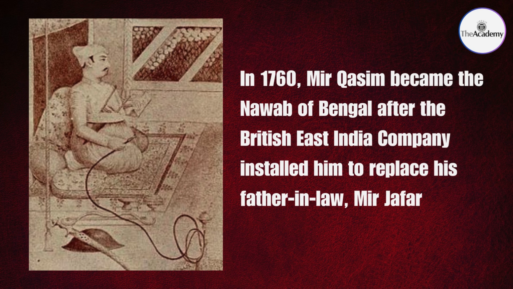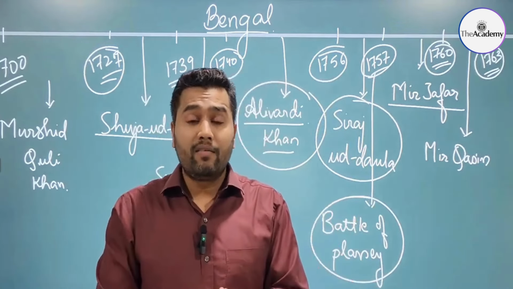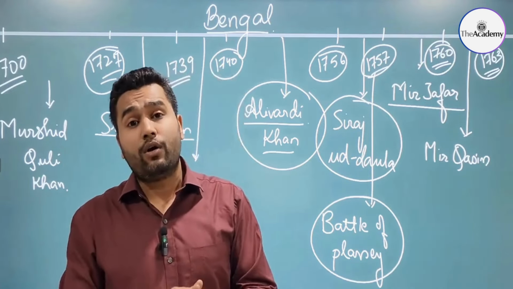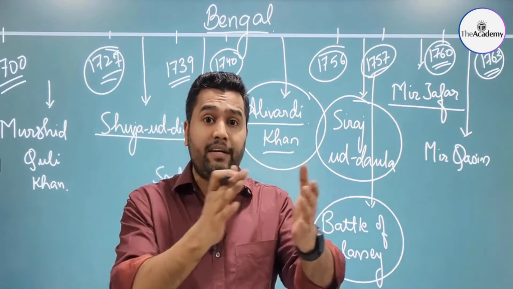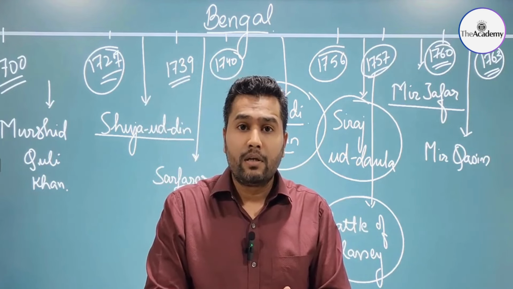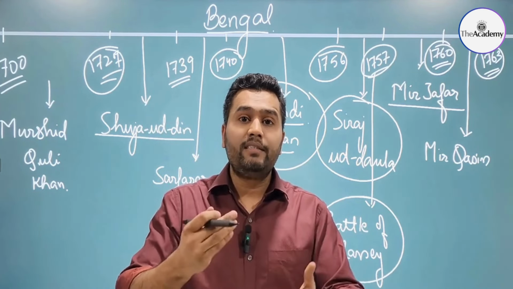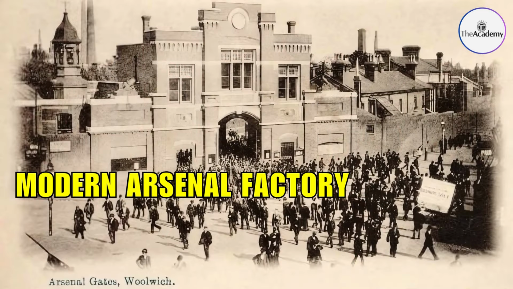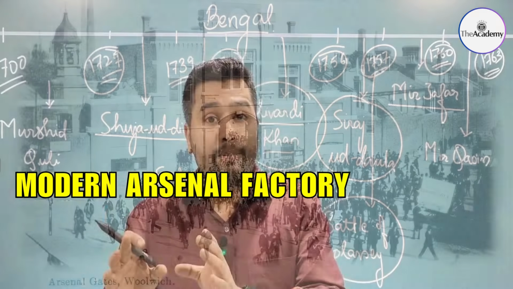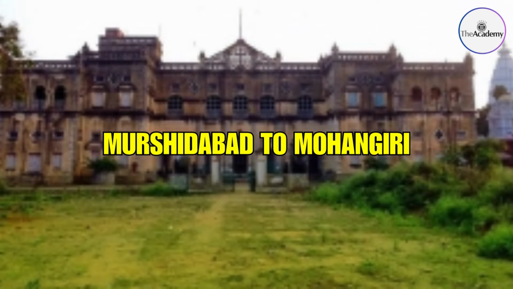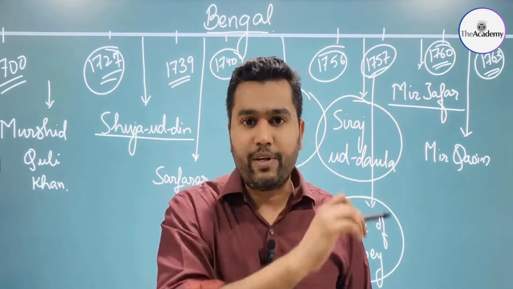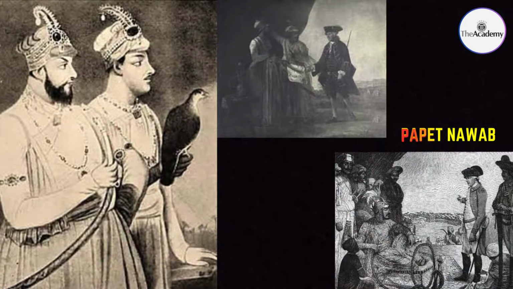Mir Qasim was an efficient administrator. When he became the Nawab of Bengal, he gave Burdwan, Midnapur, Chittagong, even 50% of Sylhet trade to the British. And he started modernizing Bengal. He developed a modern arsenal factory and shifted the capital from Murshidabad to Monghyr. He wanted an efficient administration, not to the liking of the British. The British only wanted a puppet Nawab.